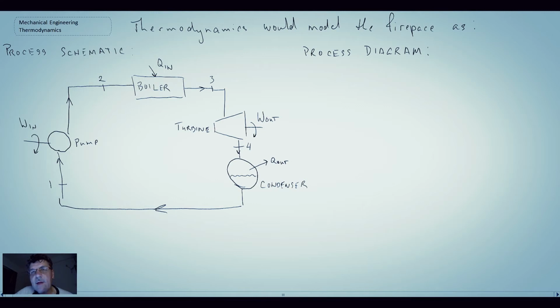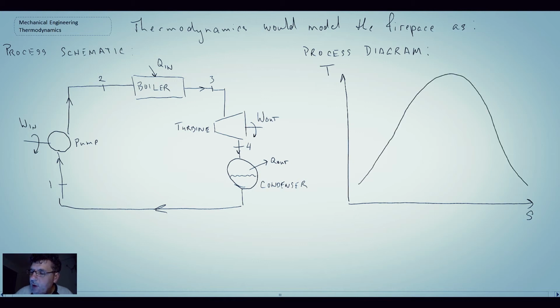Now the process diagram, there are different ways that you can look at the states within a thermodynamic cycle, but one of the most popular ones would be the TS diagram. And so here I'll put temperature on the vertical. S is entropy, and that is on the horizontal axis. Now let's say our working fluid is water. It could be other ones, but I'll draw the TS diagram for a working fluid of water. That's what the TS diagram would look like.